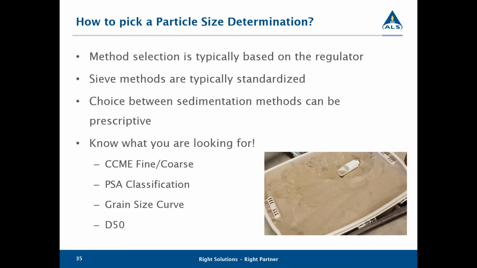The choice between sedimentation methods can be prescriptive. I know when we look at the CCME guidance documents, they do specify to use hydrometer methods. And we need to know what you're looking for. So if you're looking for specific AASHTO, we need to know that so we can report the parameters that are required for the AASHTO classification. There are other specific methods that need to be used, such as if it's CCME fine coarse. If it's ABT1, Alberta Tier 1 fine coarse, it's slightly different, as well as if there's a grain size curve, which classification system we're going to be using.